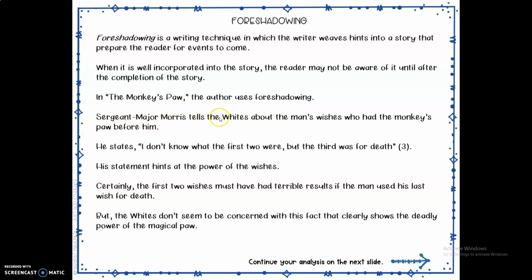Sergeant Major Morris tells the Whites about the man's wishes who had the monkey's paw before him. He states, "I don't know what the first two were, but the third was for death." And here's the page number where you can find that quote. His statement hints at the power of the wishes. Certainly, the first two wishes must have had terrible results if the man used his last wish for death. But the Whites don't seem to be concerned with this fact that clearly shows the deadly power of the magical paw.